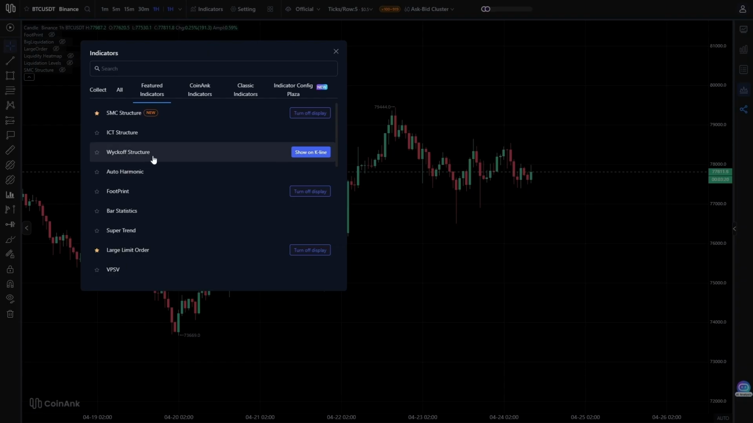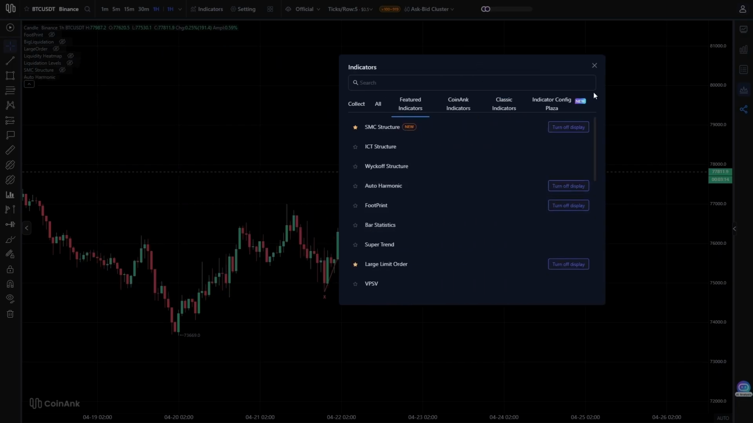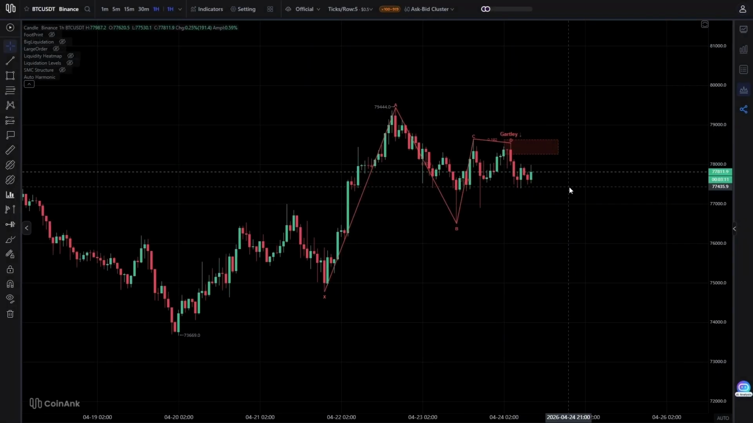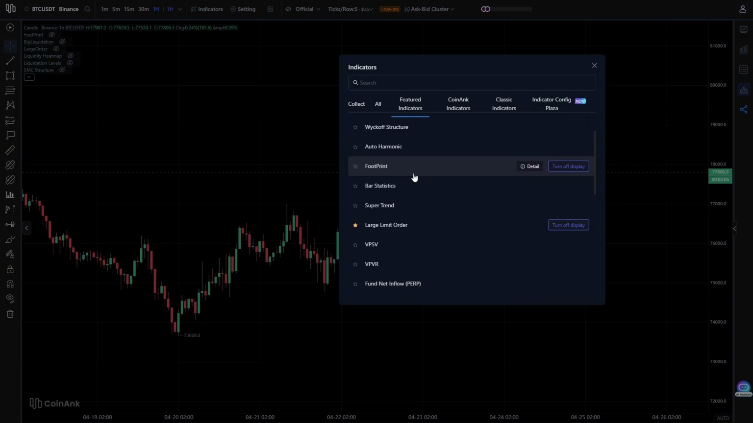You have Wyckoff structures, which is also really nice for analysis. You even have harmonics now. If you know me, I'm a big fan of harmonic patterns. You can see it prints out harmonics. Side note on harmonics, always double check the fib levels yourself and adapt it yourself.